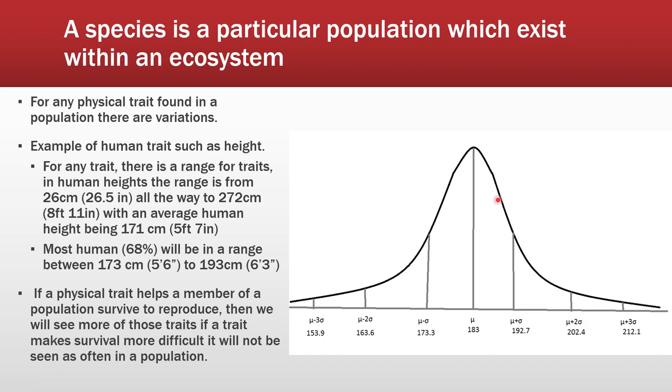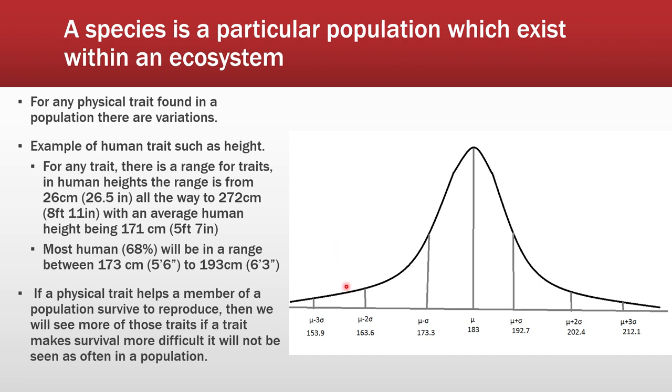If there are multiple genes that encode for height, some people will receive all the genes that get you to be tall. Some will get some of them, but most will be a mixture of really tall and really short, so they fall in the middle. And so we have physical traits, and if a physical trait helps a member survive, it will.